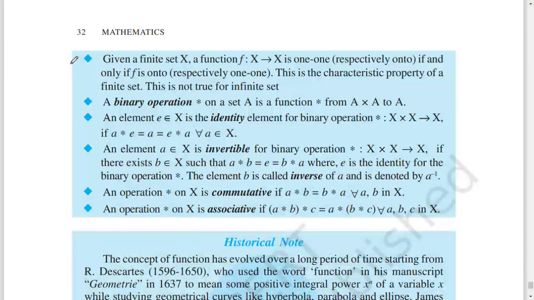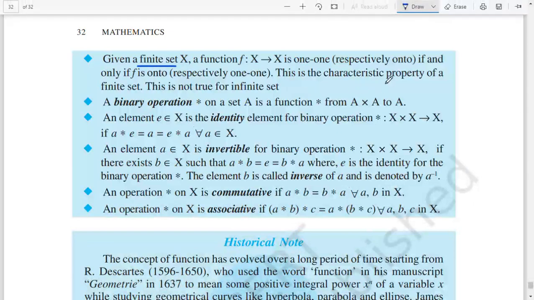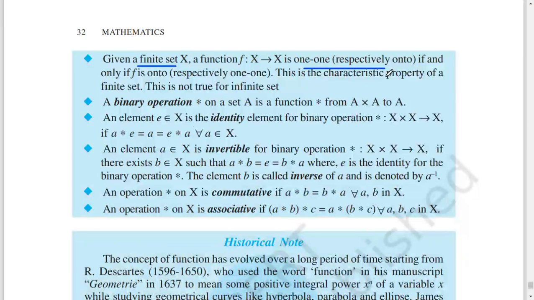Given a finite set X, a function f: X → X is one-one, respectively onto, if and only if f is onto, respectively one-one. This is a characteristic property of a finite set. This is not true for an infinite set.